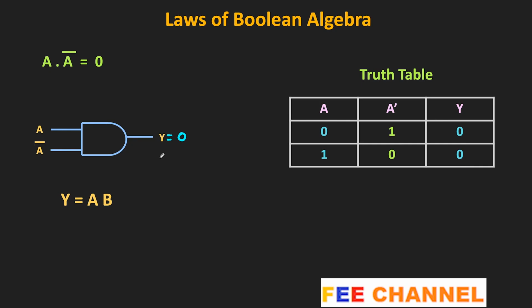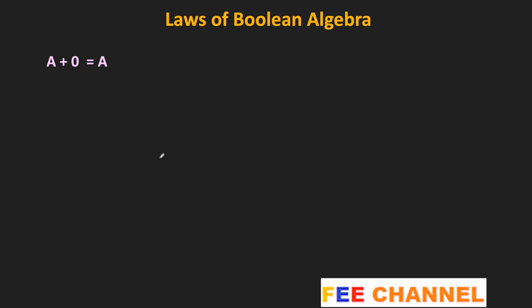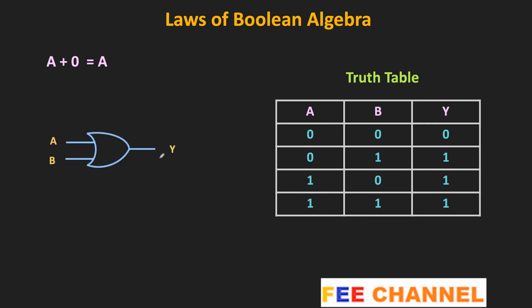So, the first is, A plus 0 is equal to 0. That means the OR operation of A and logic 0 is equal to A. And this expression is quite similar to our normal algebra. So, to prove that, once again let's see the truth table of the two-input OR gate.